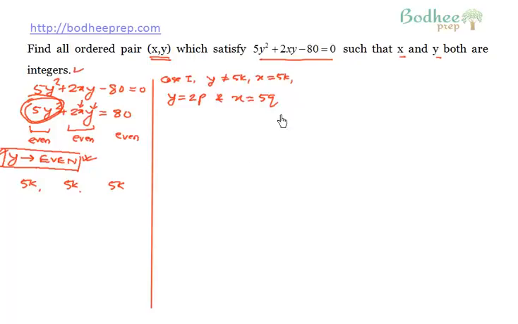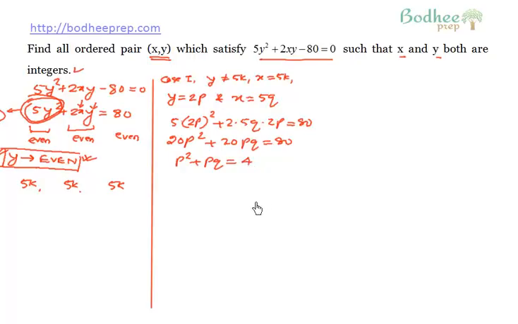Let me substitute the values of y and x in the given equation. Let me take it as equation 1. So it will be 5(2p)² + 2(5q)(2p) = 80. On further simplification, I'll be getting 20p² + 20pq = 80, or p² + pq = 4, and we have divided both sides by 20.